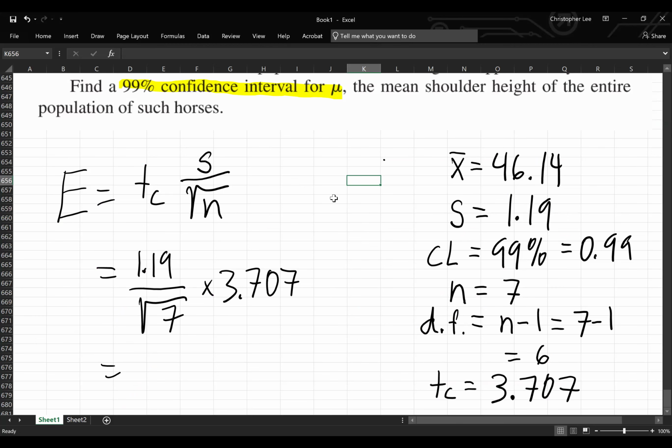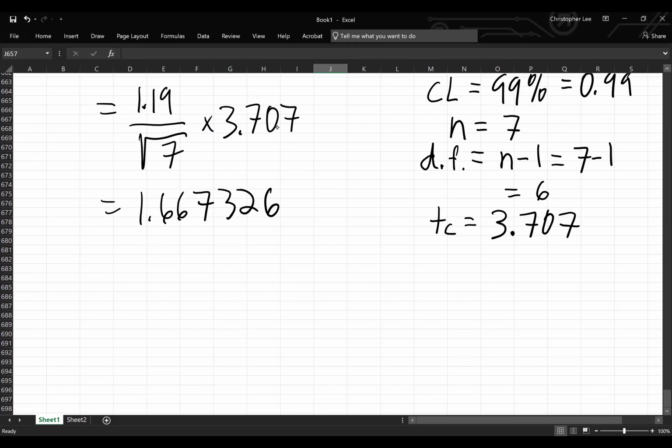I'm gonna do this right here because I just showed y'all how to do this in the calculator. I know y'all know how to do it. So this is 1.19 times the 3.707 divided by the square root of 7. Bam, bam. And here's my number. I got 1.667326. Easy, right?